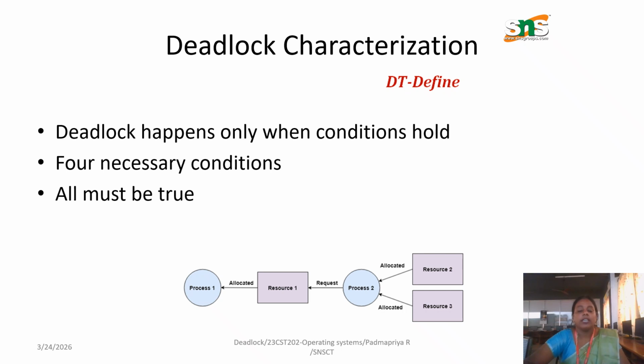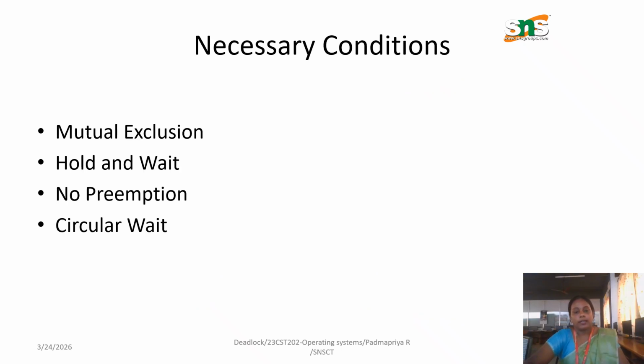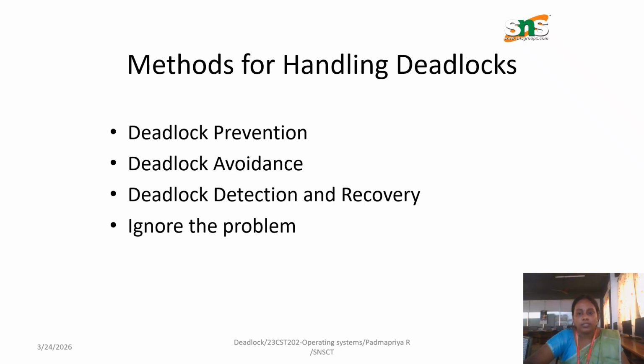Deadlock characterization: it happens only when certain conditions hold. There are four conditions, and all must be true. While these four conditions are true, the deadlock will occur. The necessary conditions are mutual exclusion, hold and wait, no preemption, and circular wait. And the methods for handling deadlock are deadlock prevention, deadlock avoidance, deadlock detection, deadlock recovery, and ignoring the problem.